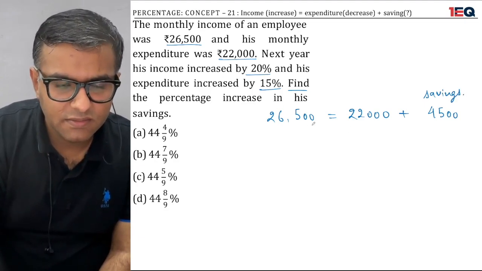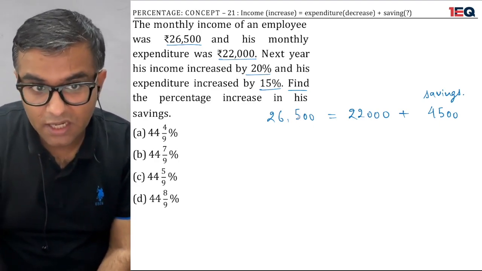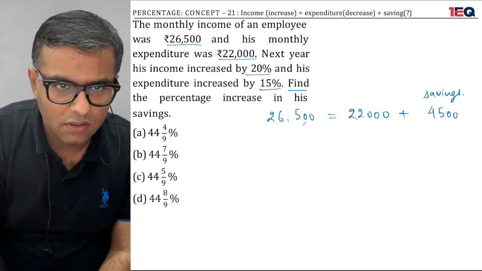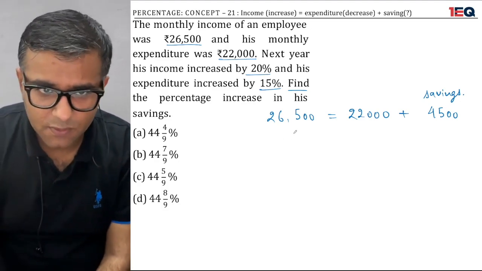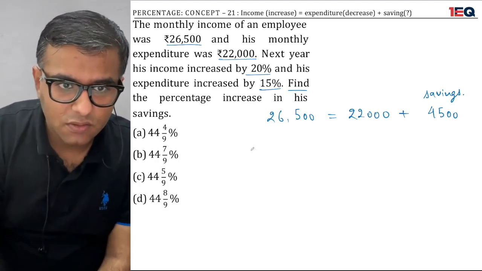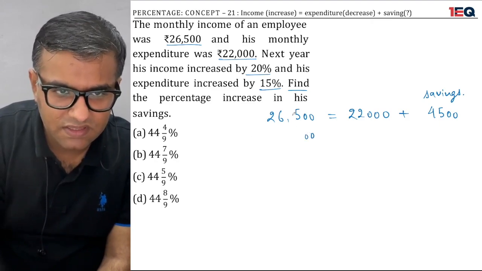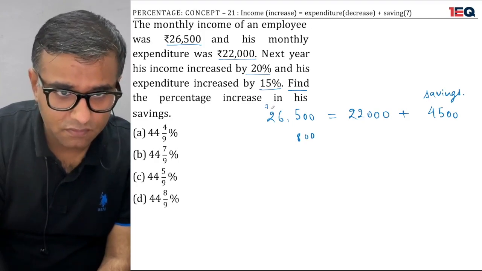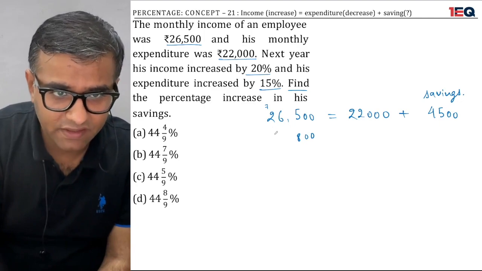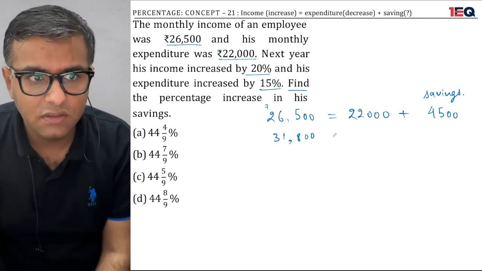Next year, income increases by 20%. So 20%, I'll have to do it in my mind, and I'll help you do it here. I can directly multiply by 1.2, because 100 plus 20% is 120%. So 12 fives are 60, 12 zeros, 12 sixes are 72, 12 twos are 24, 24 plus 7 is 31. So 31,800 is the new income.